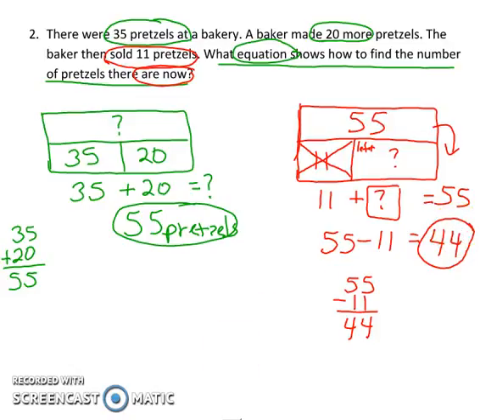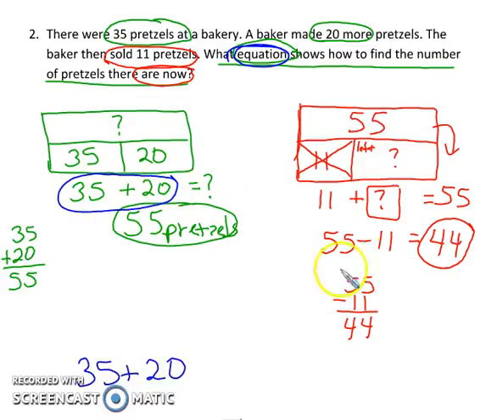So now they want to know the equation, remember? So we have two separate equations. So let's put them together. What did we do first? We did 35 plus 20, right? Then we went over here and we did minus 11. That was the next operation we did. So look at all of the work we did. We did 35 plus 20, and then we subtracted 11. And then that is what got us 44 pretzels.